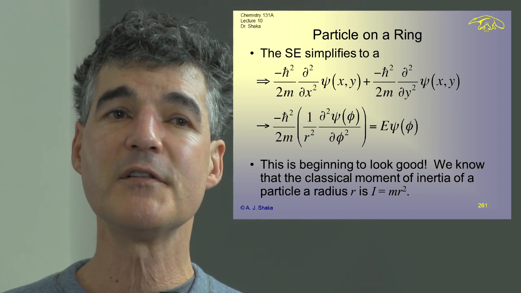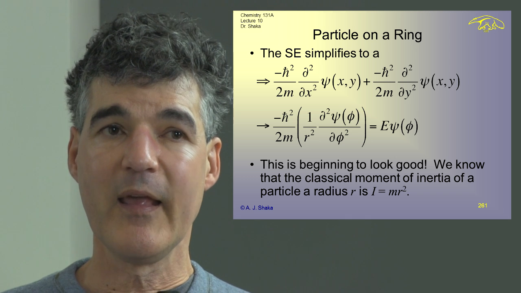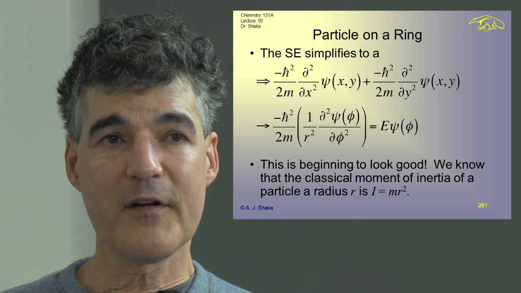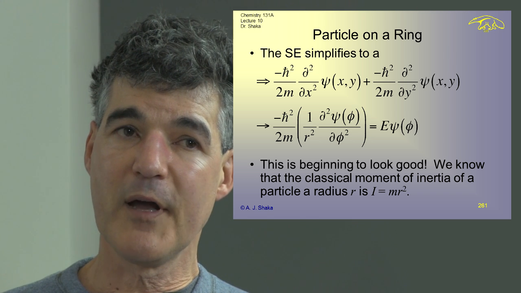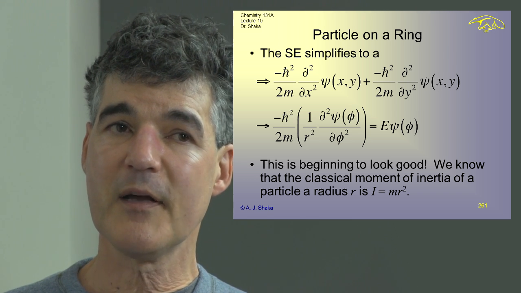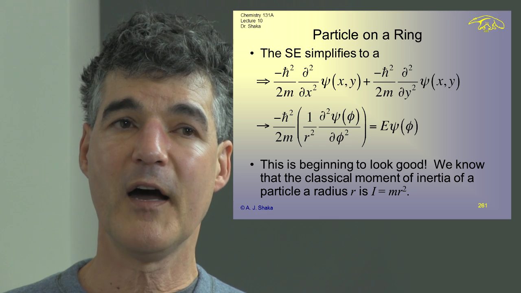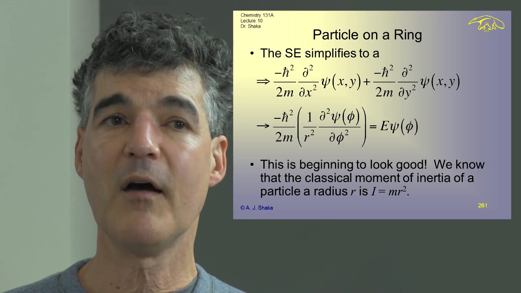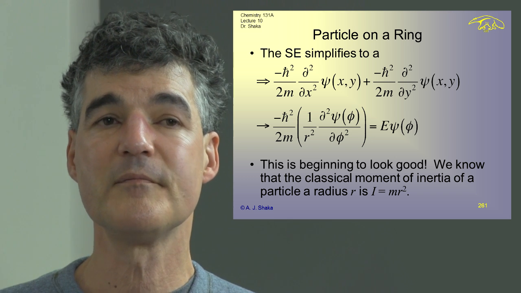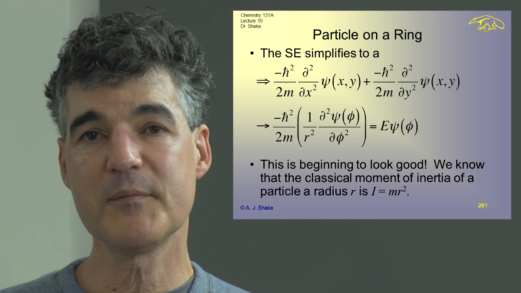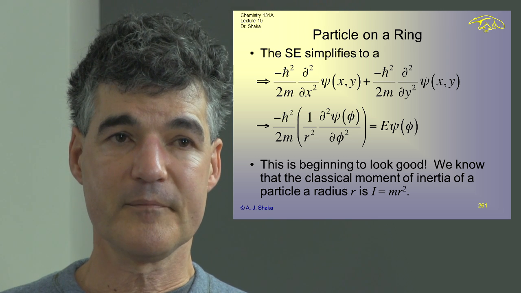Therefore, the Schrödinger equation simplifies to this. Instead of having the Cartesian coordinates, we have minus h bar squared over 2m times 1 over r squared times the second derivative with respect to phi of psi, which is now only a function of phi because r is fixed. That's a constant. And that's equal to E times psi of phi.